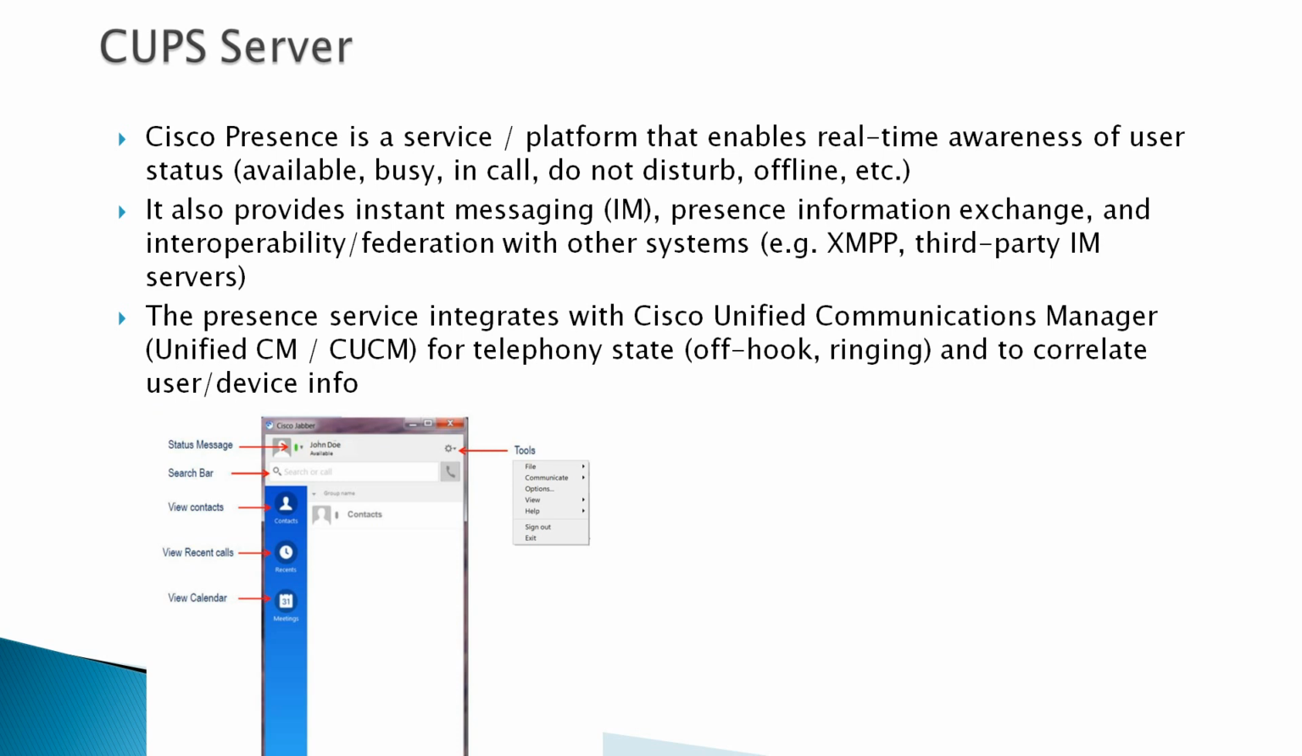If your colleagues want to connect with you, they can see the presence on their Jabber application or their desk phone. For example, if you can see over here, the status bar says this is green, that means this user is available to take calls, right? It also provides instant messaging and presence information exchange, right? So that means the presence server has chat capability, and that chat can be persistent or non-persistent, that depends upon your requirement.